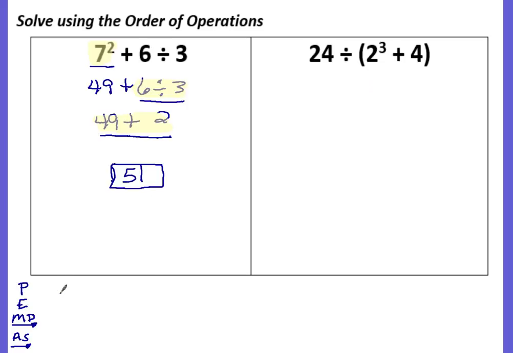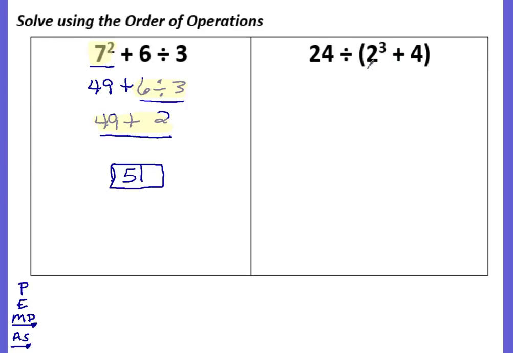Okay, again, look at your PEMDAS. Do we have any parentheses or grouping symbols? We do. We have this grouping symbol right here. And inside this grouping symbol, we have 2 cubed plus 4. So there's multiple operations inside the parentheses. There's an exponent and there's an addition. When you have multiple operations inside a grouping symbol, you still follow the order of PEMDAS. There are no other grouping symbols inside this parentheses, so I move on.